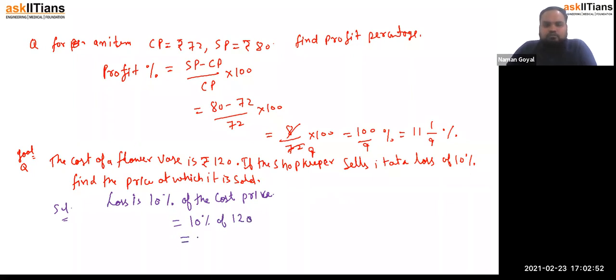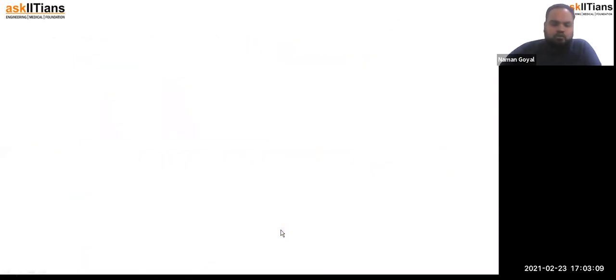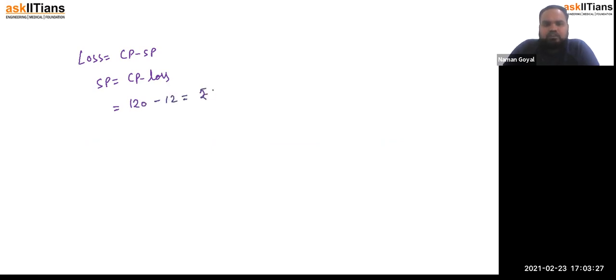So it will be 10 upon 100 into 120. If you solve this, you will get rupees 12. So it means you face a loss of rupees 12. Now as we know, loss is CP minus SP, so SP can be written as CP minus loss. In the question, CP is 120 minus loss 12, so the SP is 108.